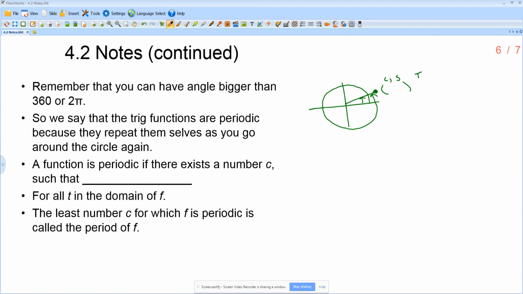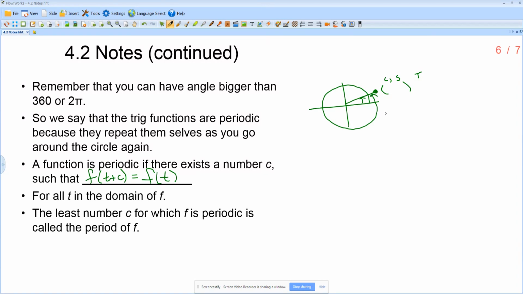So a function is periodic if there exists a number c such that f of t plus c is equal to f of t. And all this is really saying is that if I could add something to my input and get the exact same function value as if that c was not really there, then it's periodic.